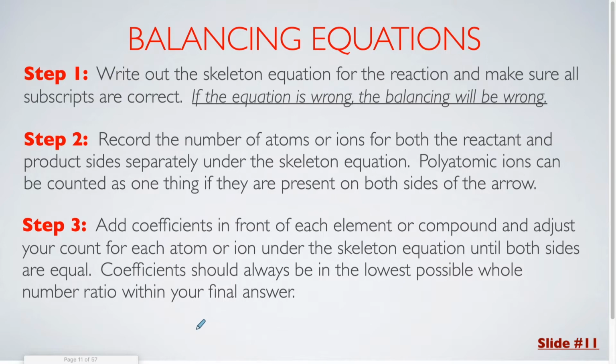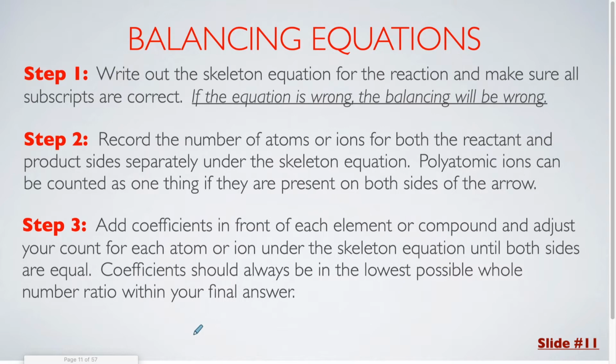For step 2, you need to record the number of atoms or ions for both the reactant and product sides separately under the skeleton equation. Polyatomic ions can be counted as one thing, but only if they're present on both sides of the arrow. So we'll see examples of that a little bit later.